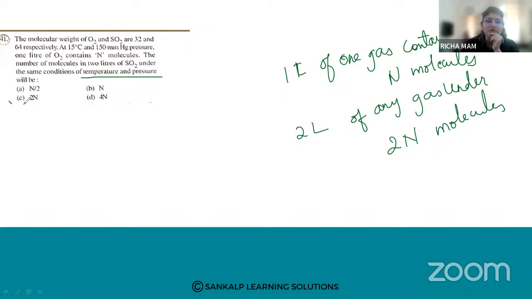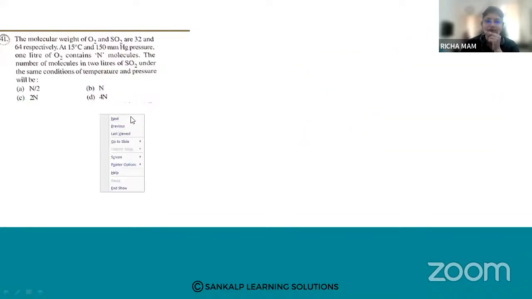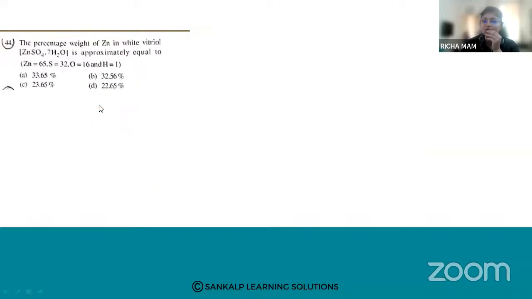So what is the answer? Option number C. Yes, Vamshi Krishna, Neeraj have answered it right. It is option number C. Okay. Understood? So we are applying here what? We are applying Avogadro's law. Okay. Let us go for the next one.